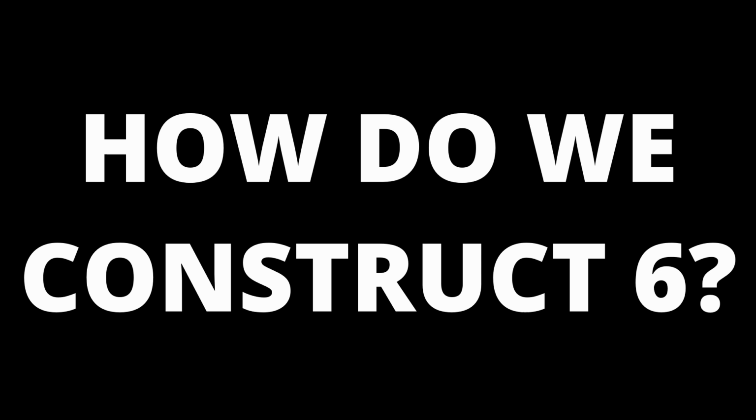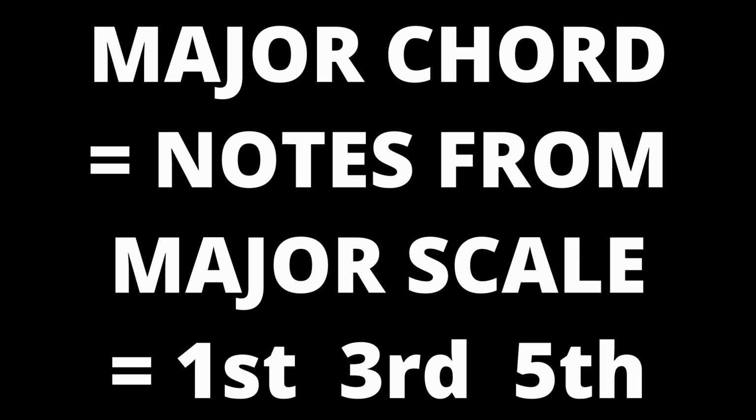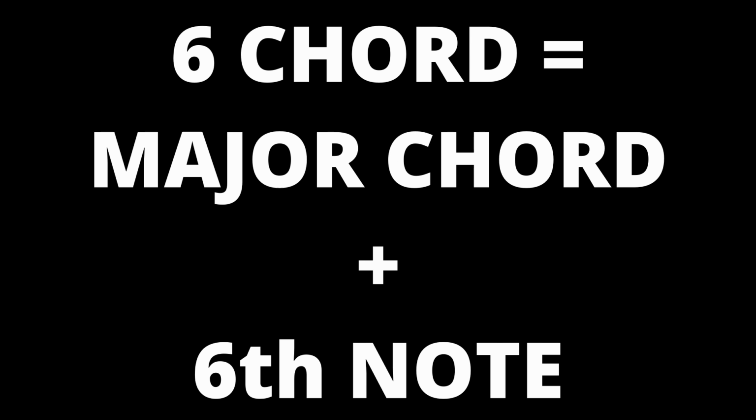How do we construct the major sixth chord? Chords are created by using notes from a scale. Major chords are created with 3 notes from the major scale, first, third, and fifth. To create a major sixth chord, we take these 3 major chord notes and add the 6th note from the major scale. Let's clarify this with an example.